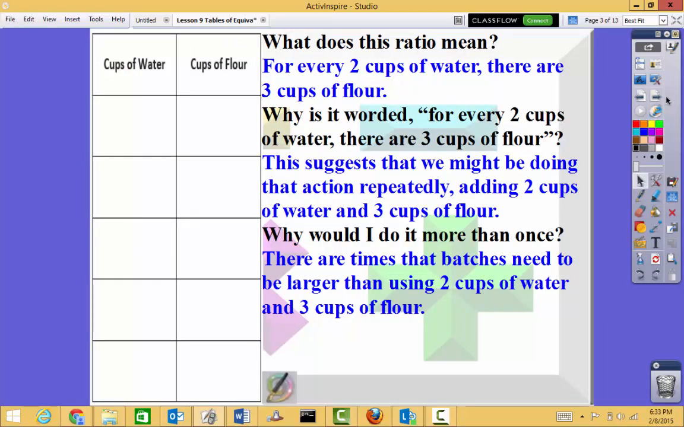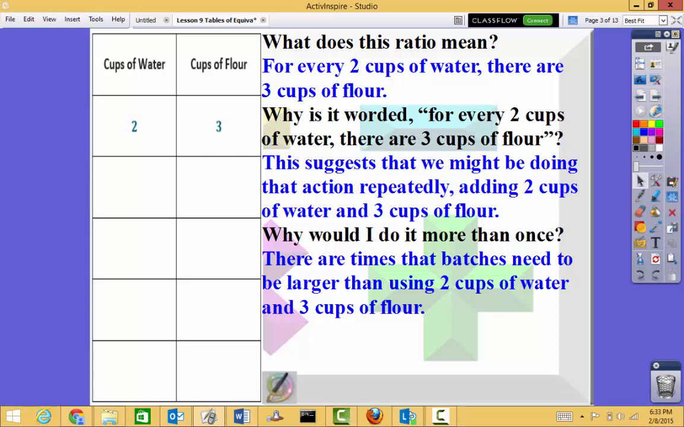So hopefully you got that last problem right. So let's look at this question. What does the ratio mean? Well, my ratio was 2 cups water is 3 cups flour. I'm asking, why is it worded for every 2 cups of water, there are 3 cups of flour? What that means is it suggests we might be doing this action repeatedly. We might be adding 2 cups of water and 3 cups of flour multiple times.